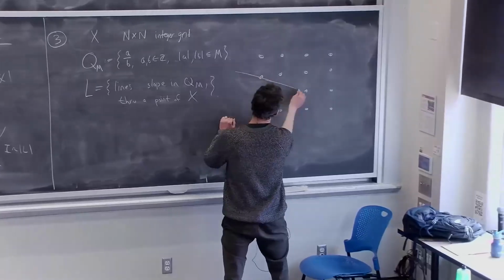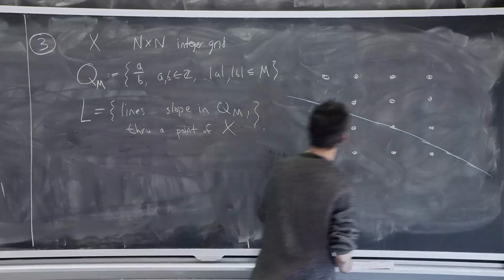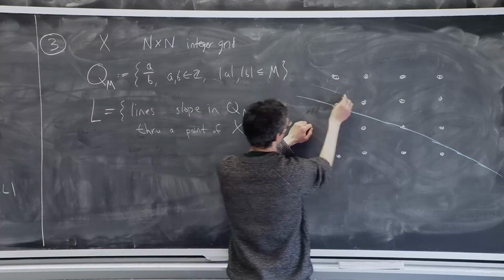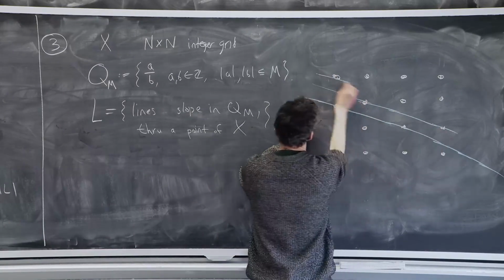So here is a typical line from our set of lines. I pick a rational slope, and then I start at any of the points, and I draw a line at that slope.